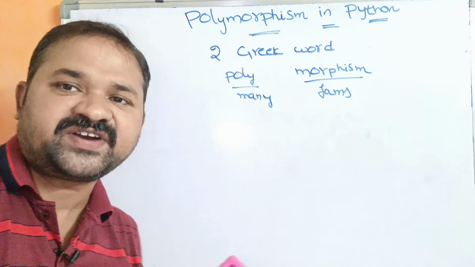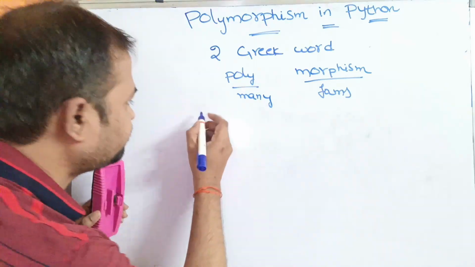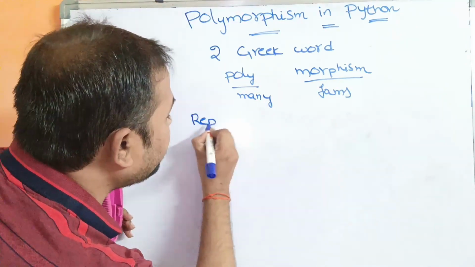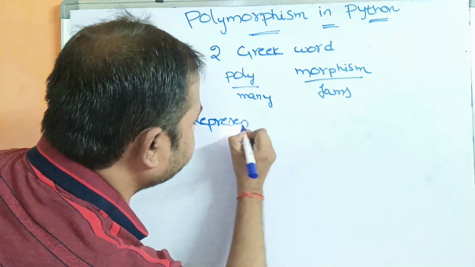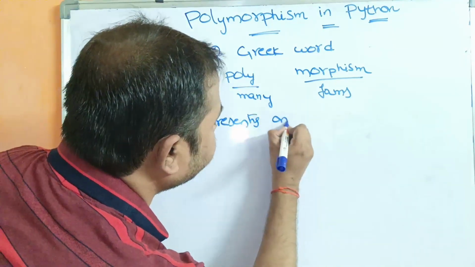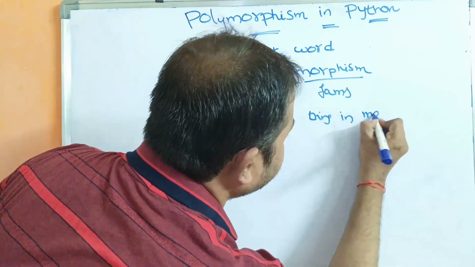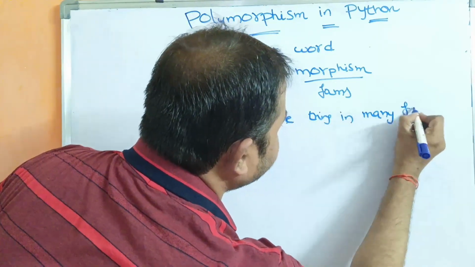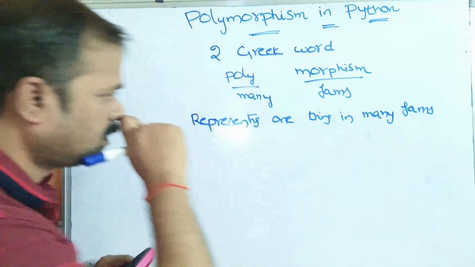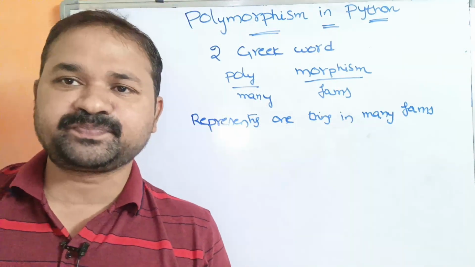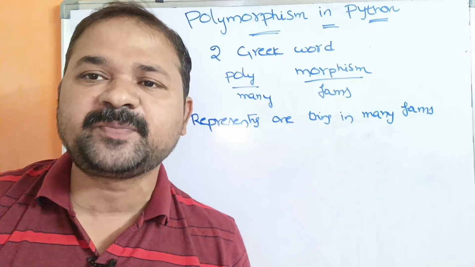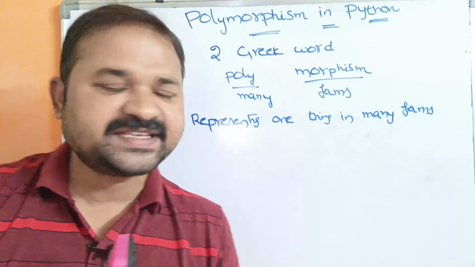So the definition for polymorphism is representing one thing in many forms. Representing one thing in many forms is called polymorphism. In Python programming, we can implement polymorphism mainly in three ways.